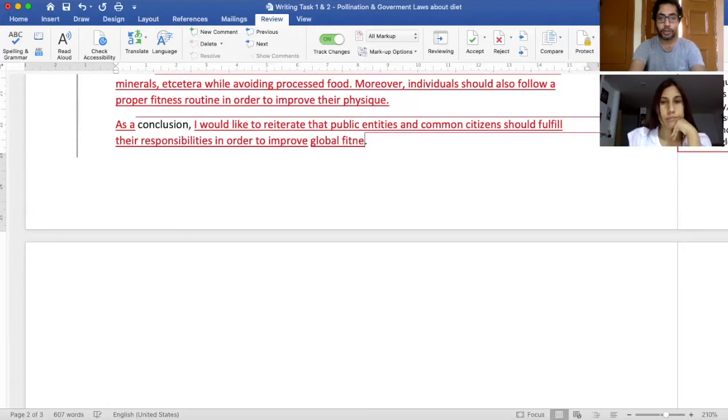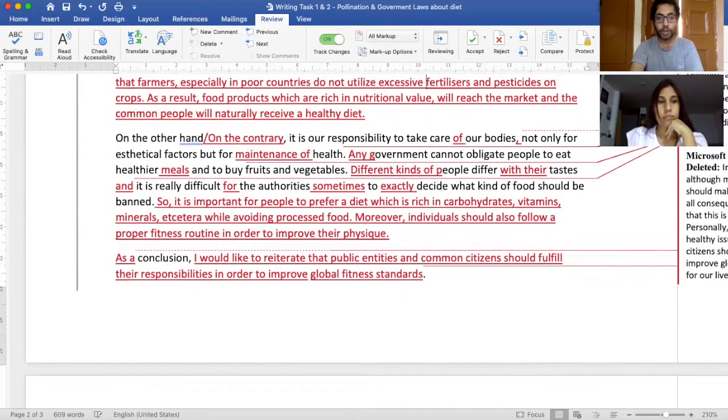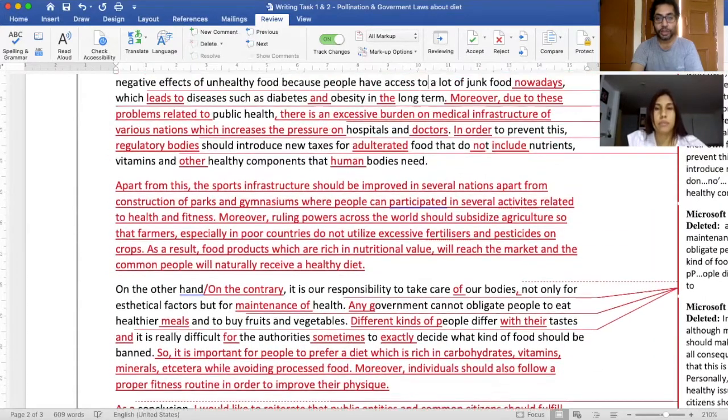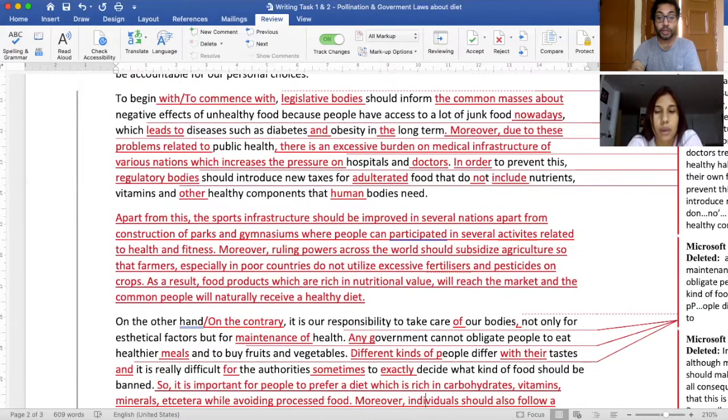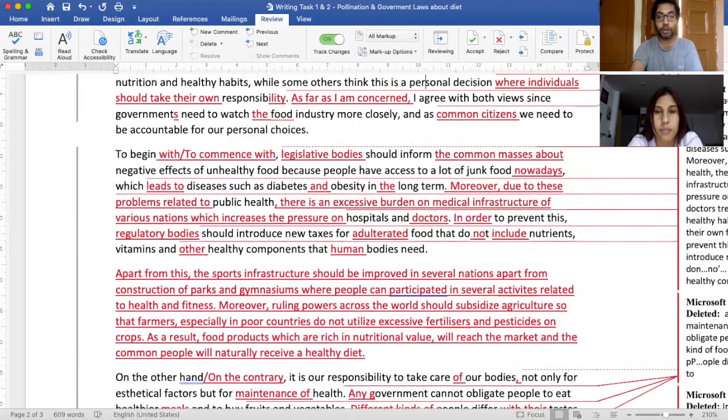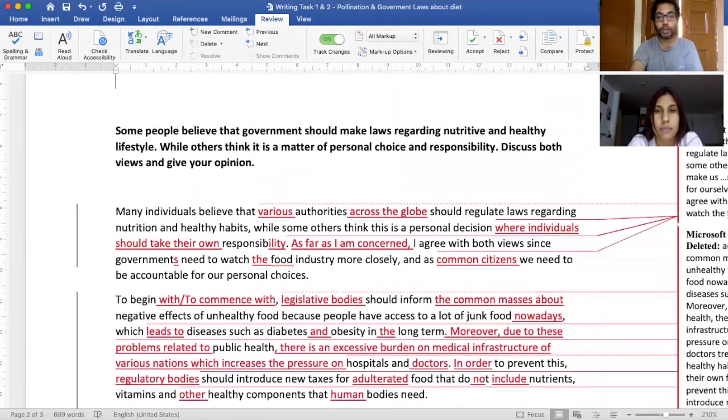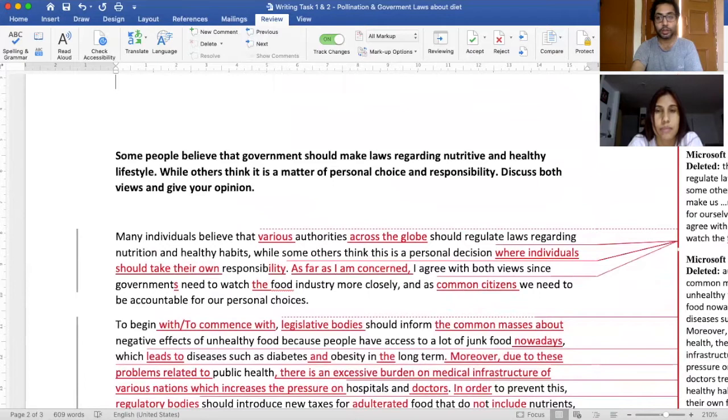Okay, the whole world is now part of your answer. Public entities is a good word that you use. Keep it. But try to bring the, this is very important, the sports infrastructure you did not say. Then this, you did not say subsidization of agriculture, because then you will have better food coming into the market.